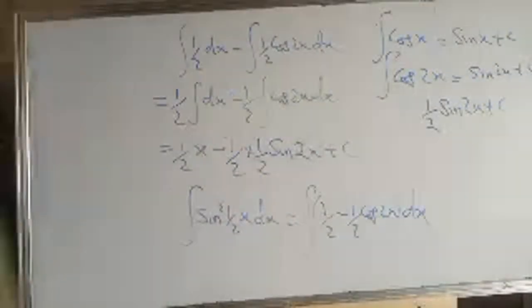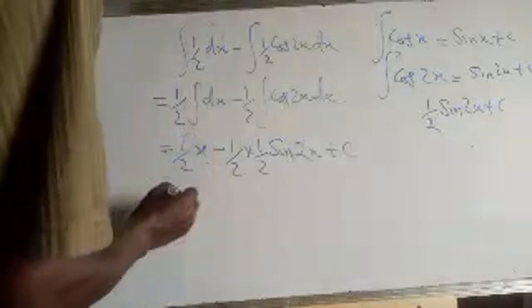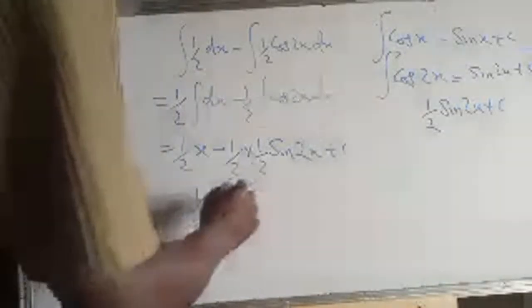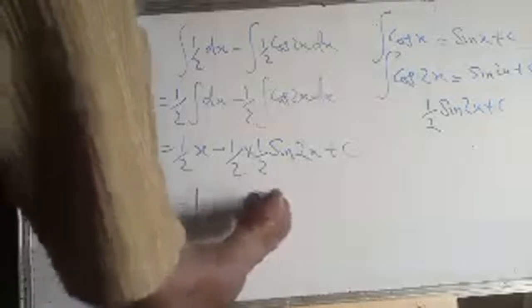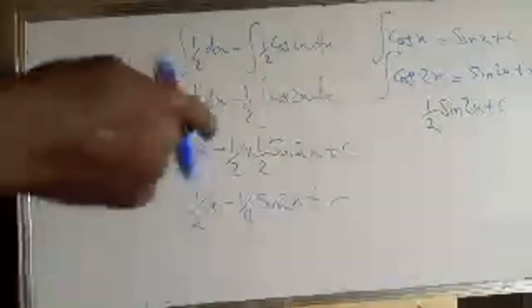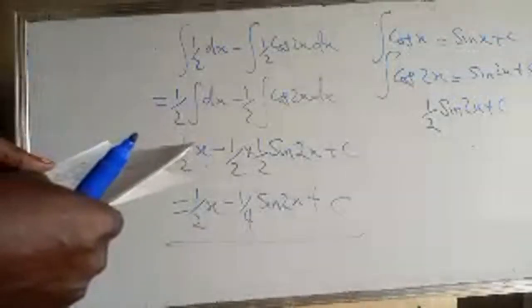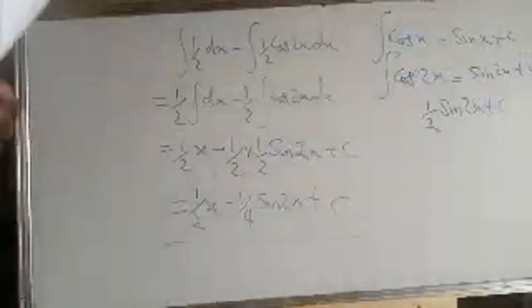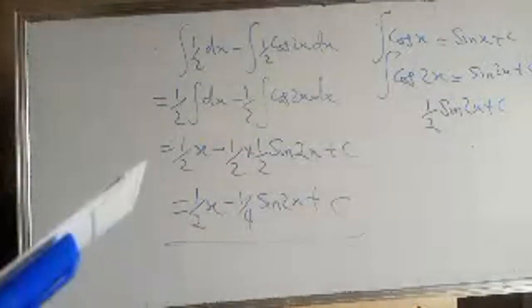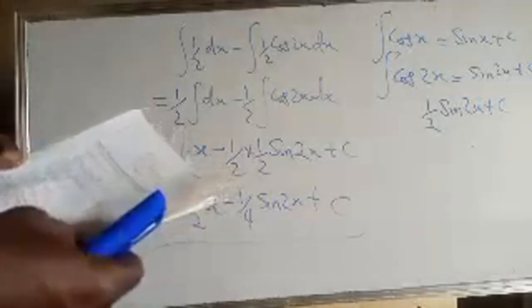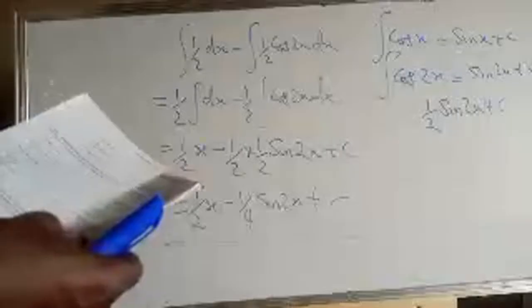Beautiful. So with that, our final answer will be 1 over 2x minus 1 over 4 sine 2x plus c. So that solves the problem. With this, we have come to the end of that particular problem. I think you have clearly understood how we get that problem solved. Now let's look at more illustrations.